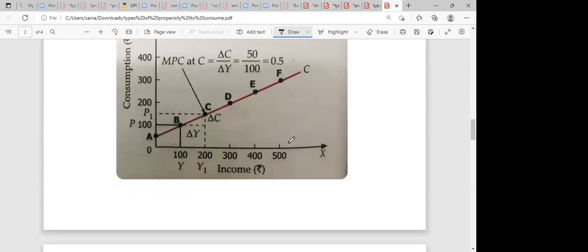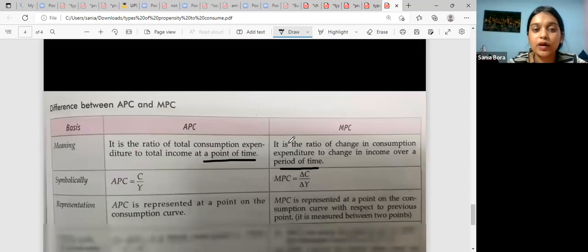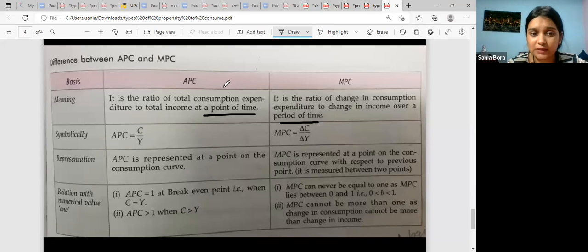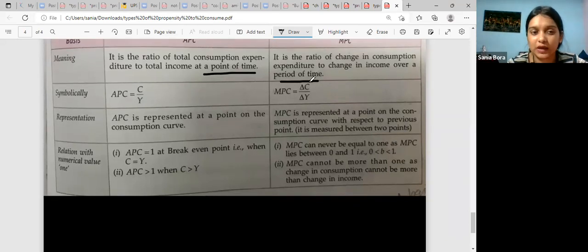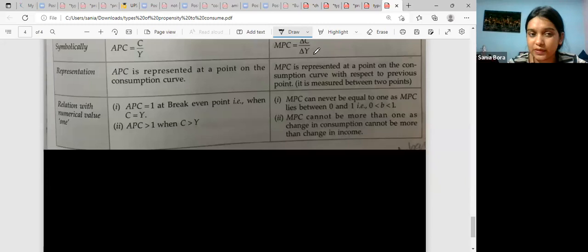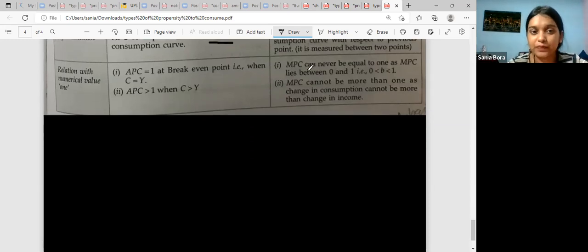So this is what I was talking about. APC is basically a ratio of consumption divided by income. Similarly, MPC is also a ratio, but it is change in consumption and change in income, over a period of time. Formula for APC, formula for MPC. Then APC is represented at a point on the consumption curve. MPC is also represented on the consumption curve, but with respect to the previous point, right? You also need what you consumed previously, what was your previous income. Only then you can find out MPC. And then APC equals 1 at the break-even point, when your C is equal to Y, income.